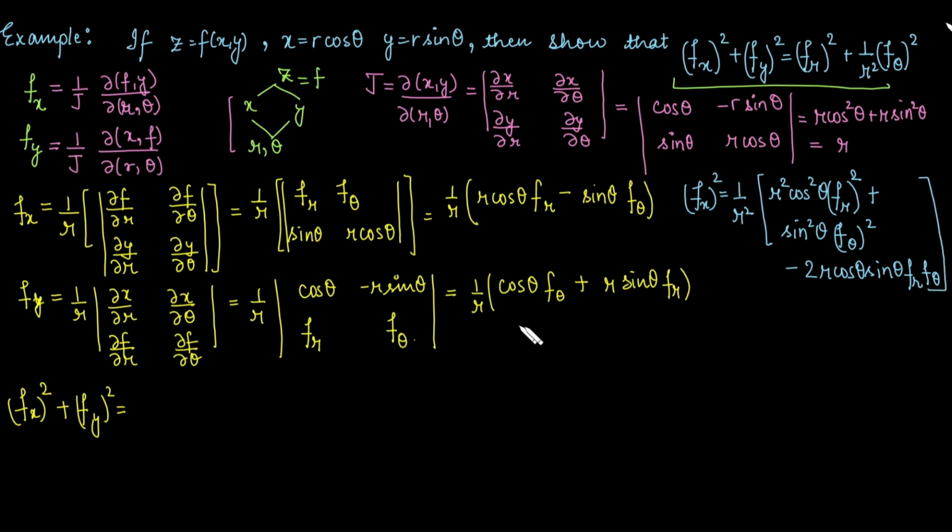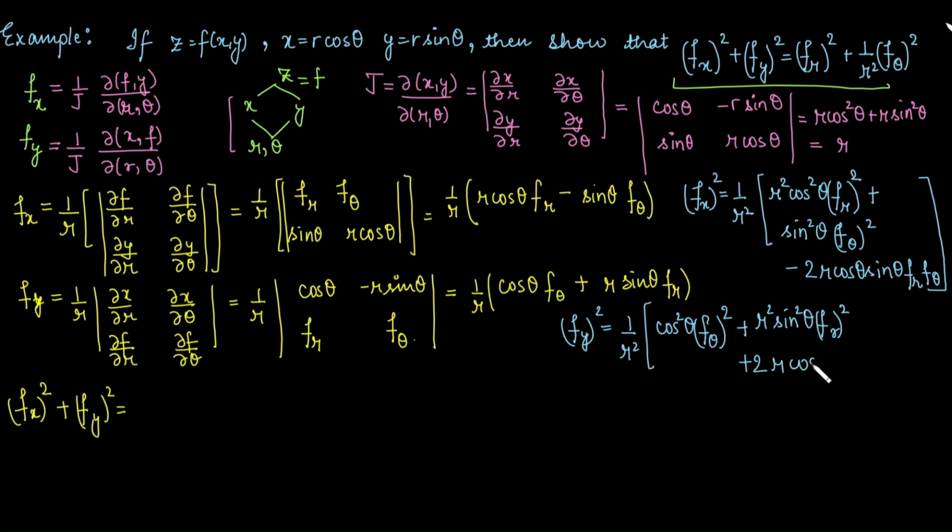Similarly, calculate the square of this term, that is equal to 1 by r square. Square of this term is cos square theta into partial derivative of function with respect to theta whole square plus r square sine square theta into partial derivative of function with respect to r whole square plus twice of r cos theta sine theta into function derivative with respect to theta and r.